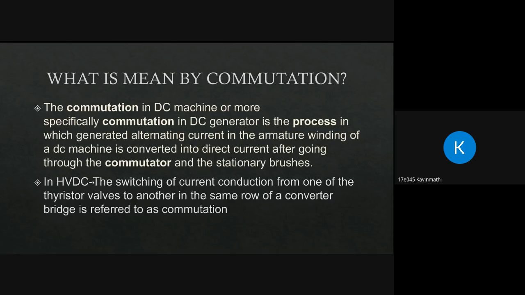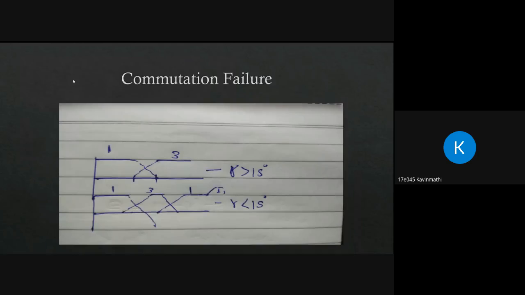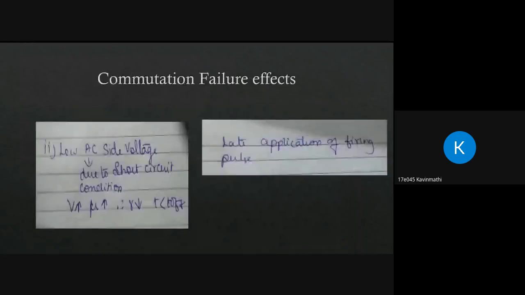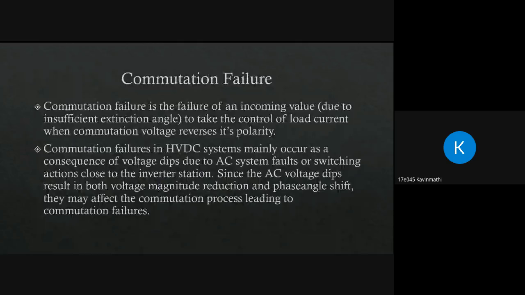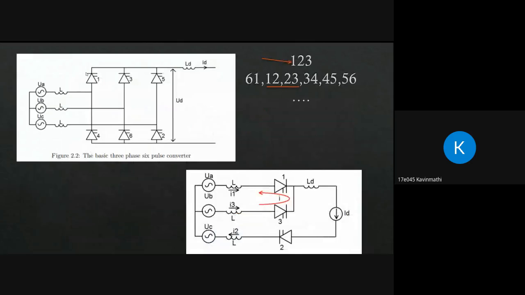As per the book, the switching of current conduction from one thyristor valve to another in the same row of a converter bridge is referred to as commutation. Let's see this in detail. I will explain this with an image. This is the image of a three-phase six pulse converter.